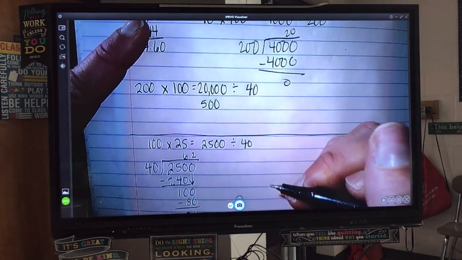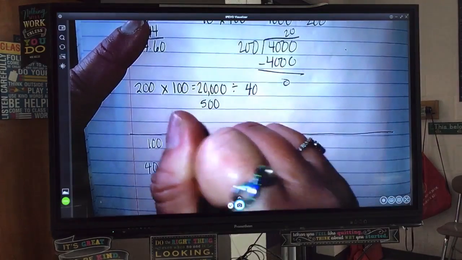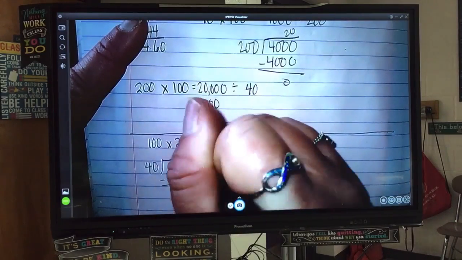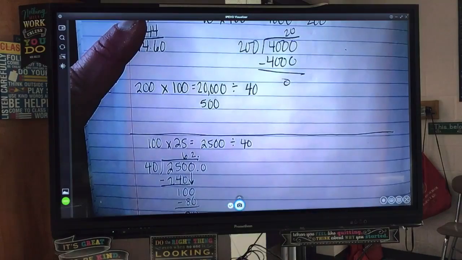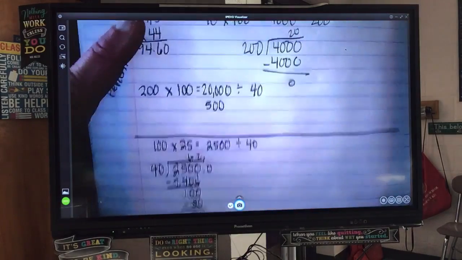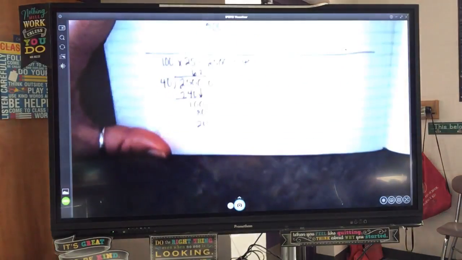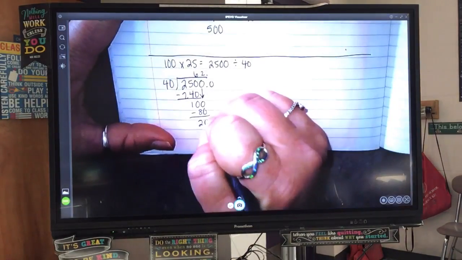What do you think we have to add? Hamden? Yeah, so you add a decimal there, and you add another 0. Make sure you bring your decimal up. So now, we bring this 0 down.